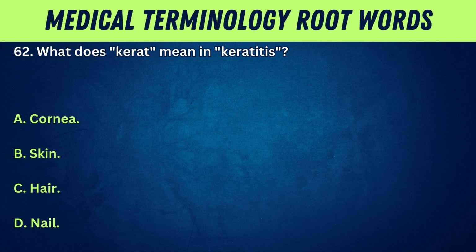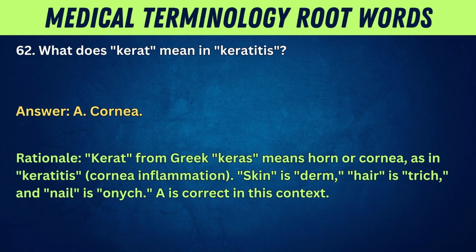62. What does kerat mean in keratitis? A. Cornea. B. Skin. C. Hair. D. Nail. Answer. A. Cornea. Rationale. Kerat from Greek keras means horn or cornea, as in keratitis, cornea inflammation. Skin is derm, hair is trich, and nail is onyx. A is correct in this context.